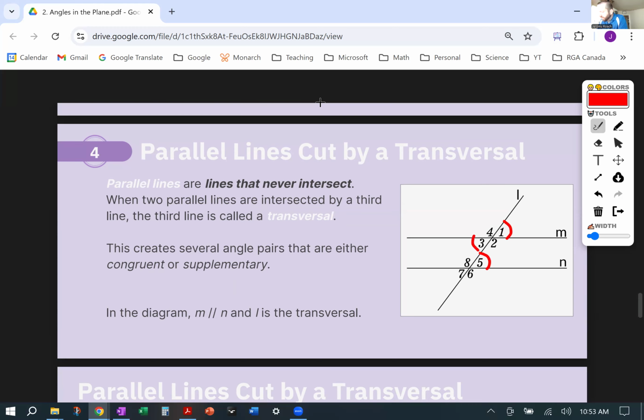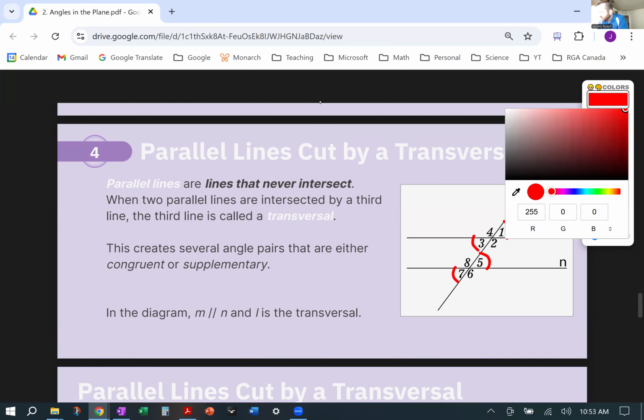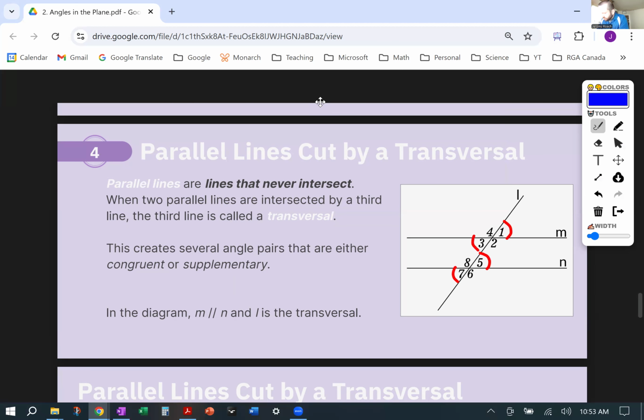So we know that 5 is the same as 7. And because all of those are the same, we can say 4 equals 2. 2 corresponds with 6, which also equals 8. So there's only 2 different angle measures from all 8 of these angles. We're going to see a lot of different combinations of things that are equal. But let's go over what all these are.